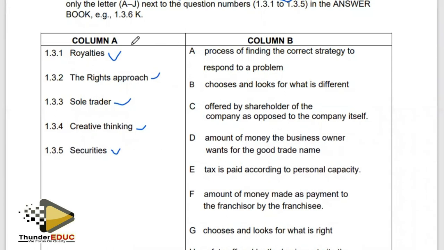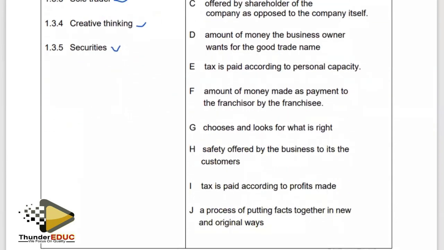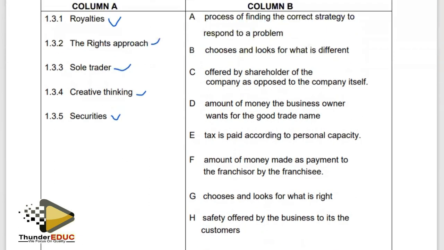Yes, there are some payments here, for example, royalties. Which other payment is here? It's not there. Then therefore, we may think about this. Let's first go through other descriptions here. Chooses and looks for what is right. I think this is in line with certain terminology here.